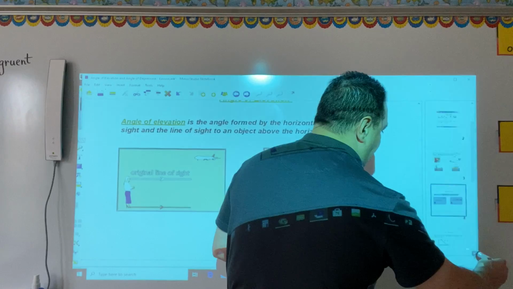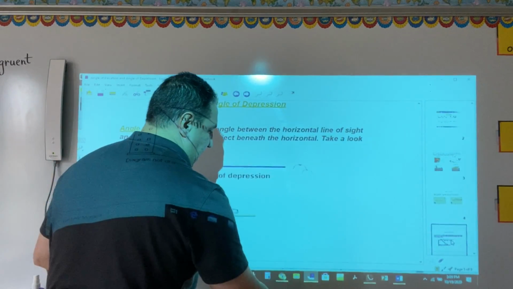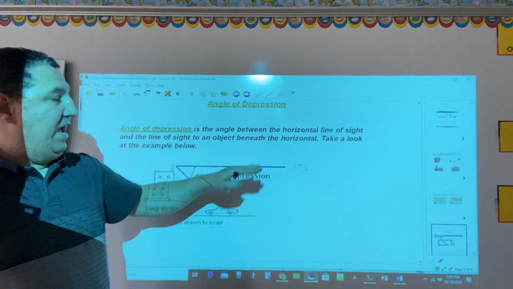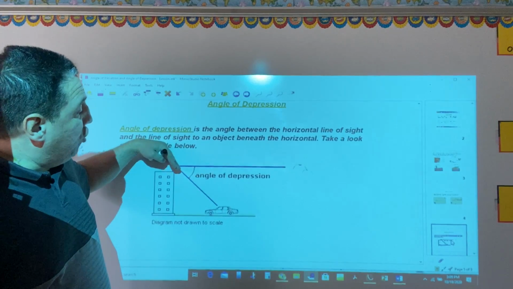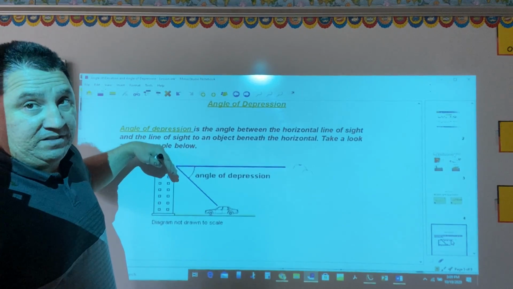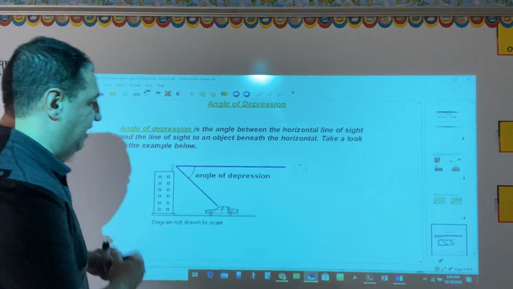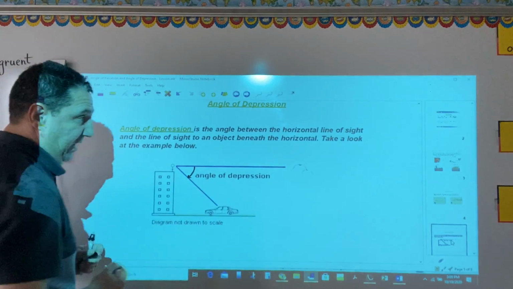The angle of depression is the angle formed by a horizontal line of sight and a new line of sight that is beneath the horizontal line. And this is the angle of depression, right?